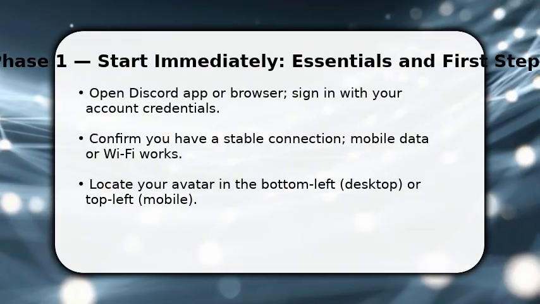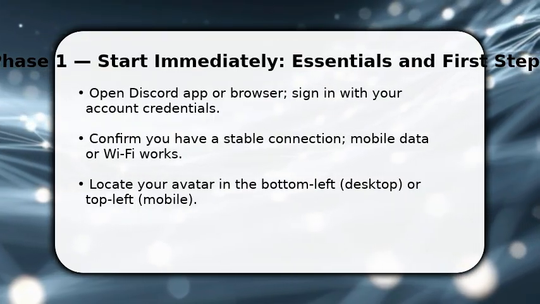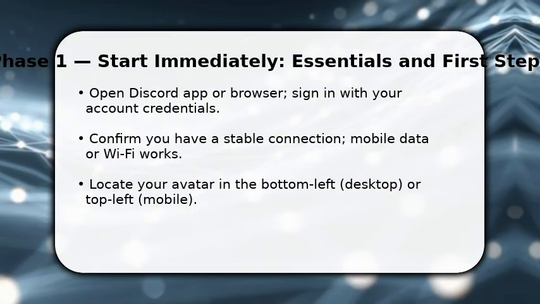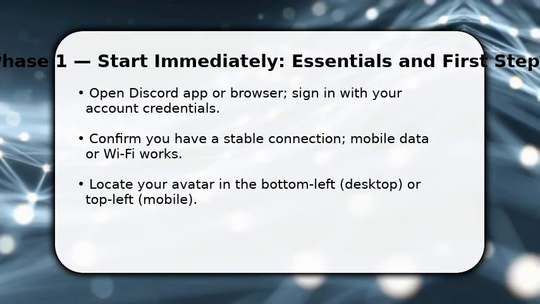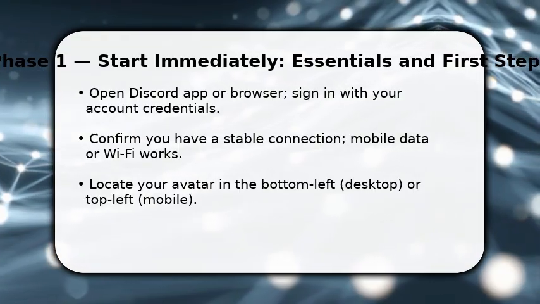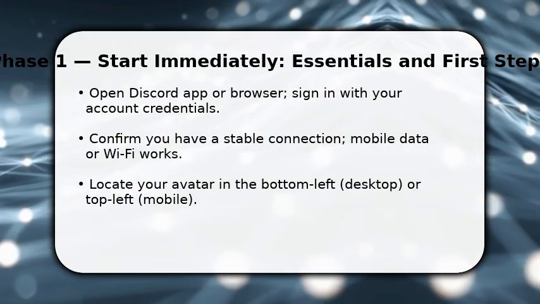You're ready to begin, so open Discord on desktop or mobile and sign in. Once done, make sure your connection is stable. A flaky network can prevent status updates. Now, look at your avatar, bottom left on desktop, top left on mobile. Tap or click it to reveal the quick status menu and account options.